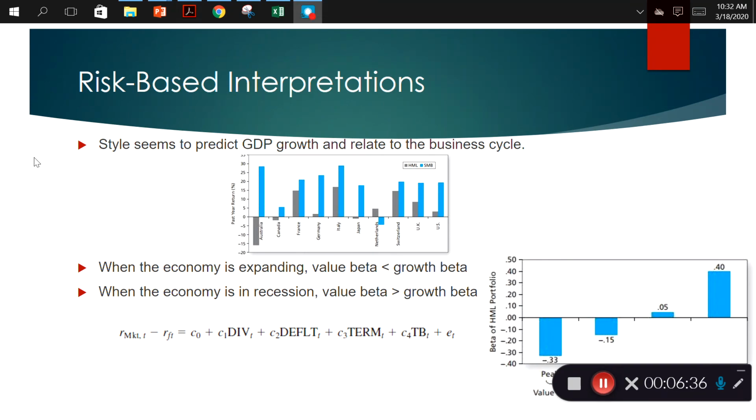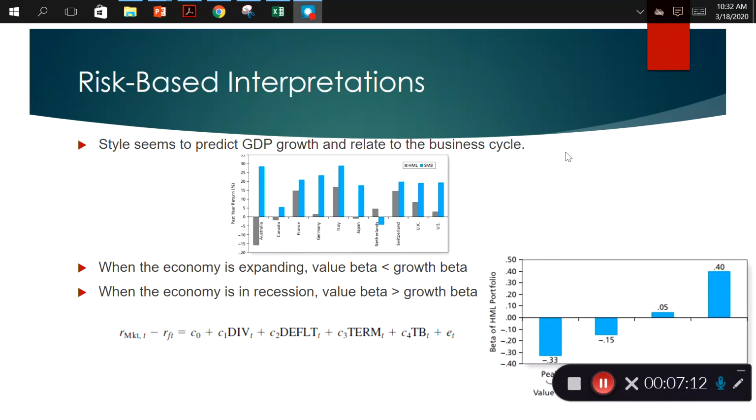So in our first section here, we see the note, style seems to predict GDP growth and relates to the business cycle. So the idea here, when we're saying style, we're saying the HML or SMB. So high minus low or small minus big, whichever section they're in, that relates to the business cycle. So they seem to predict GDP growth and thus may in fact capture some aspects of the business cycle. Each bar is the average difference in returns of HML and SMB portfolios in the year before good GDP growth versus in the years with poor GDP growth.